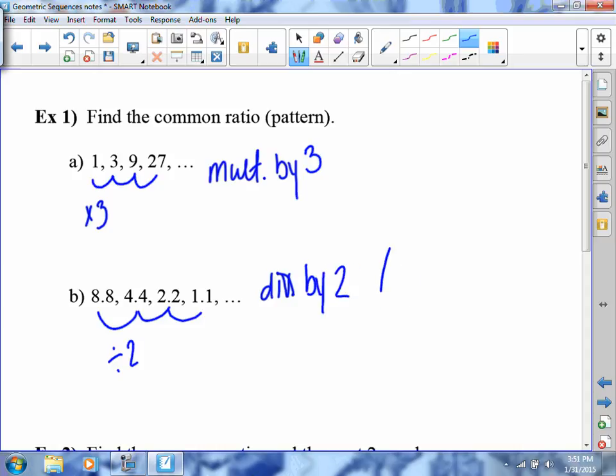Now, another way that we need to think of that is multiplying by 1/2. Multiplying by 1/2 and dividing by 2 are the same. When we want to officially write our equation with a ratio, we want to write in the number that we would multiply by. So we have to be comfortable with thinking of dividing as multiplying by a fraction.